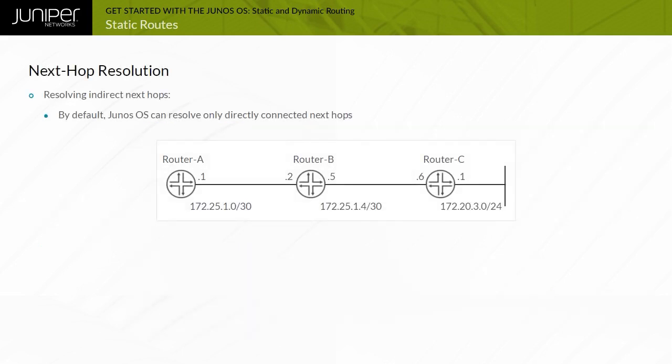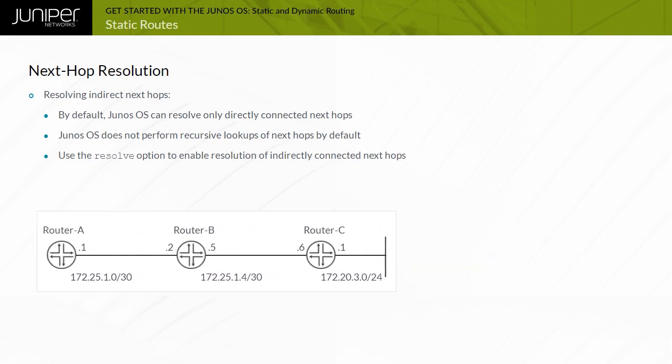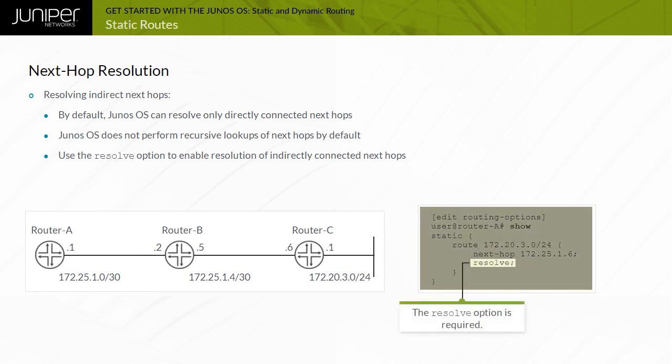By default, Junos OS requires that the next hop IP address of static routes be reachable using a direct route. Unlike software from other vendors, Junos OS does not perform recursive lookups of next hops by default. As illustrated, you can alter the default next hop resolution behavior using the resolve CLI option. In addition to the resolve CLI option, a route to the indirect next hop is also required.